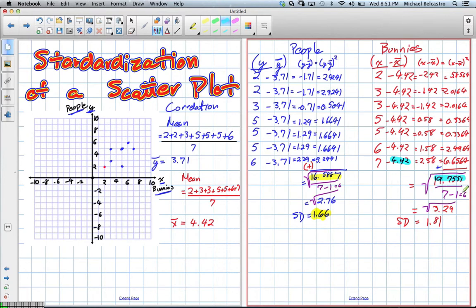When we added them up, we got this. We divided that by 1 less than the number, which was 6, square rooted it, and the standard deviation for bunnies is 1.81. Okay? So a lot of work. We didn't really show it, but that's what we did. So we got it all now.